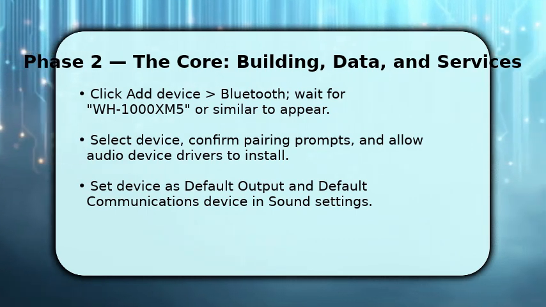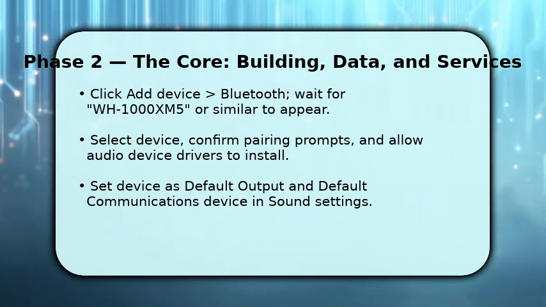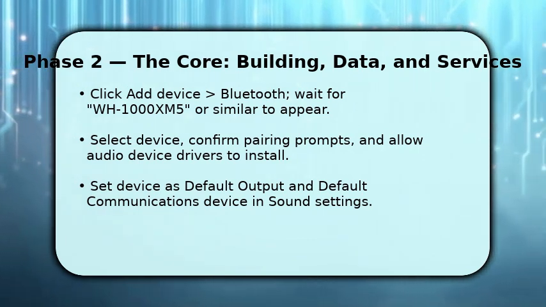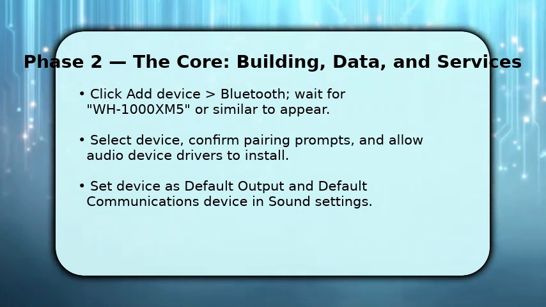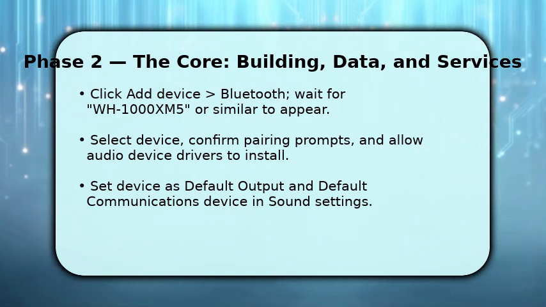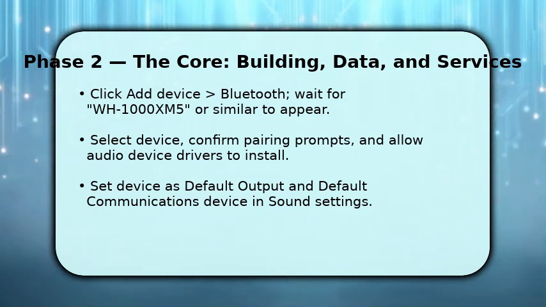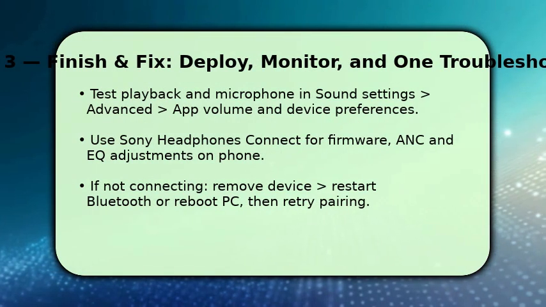Select it promptly. You'll see a pairing confirmation, accept it, then allow Windows to download and install the necessary audio drivers automatically. After pairing, go to Sound Settings and set the XM5 as both default output and default communications device, so media and calls route correctly. This resolves most routing. Now confirm everything works.